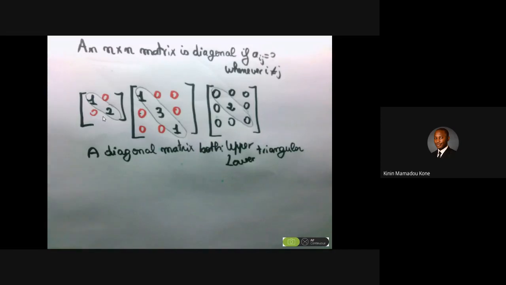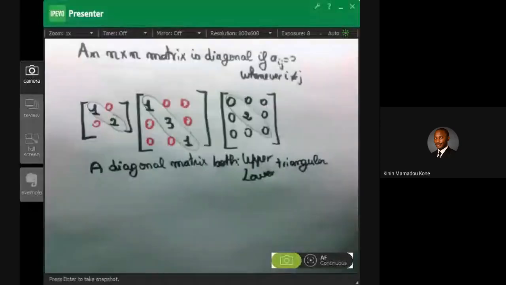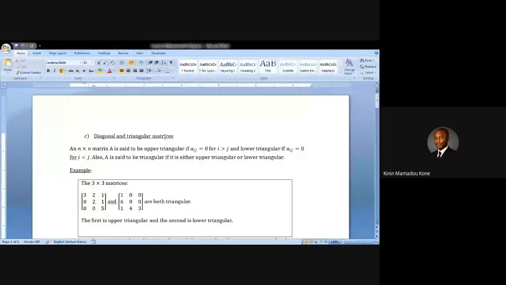So now we want to try something. Let me go back to the class notes. Any questions related to this? So I was saying, diagonal matrices and triangular matrices.